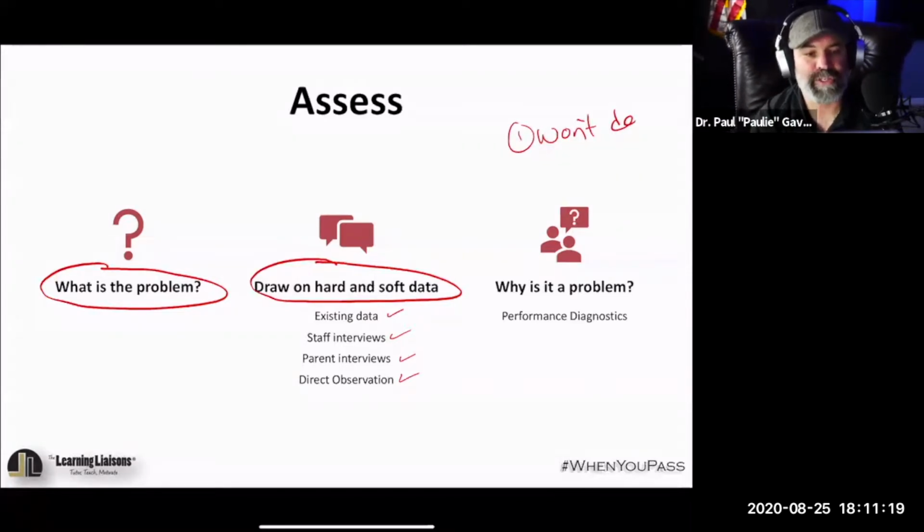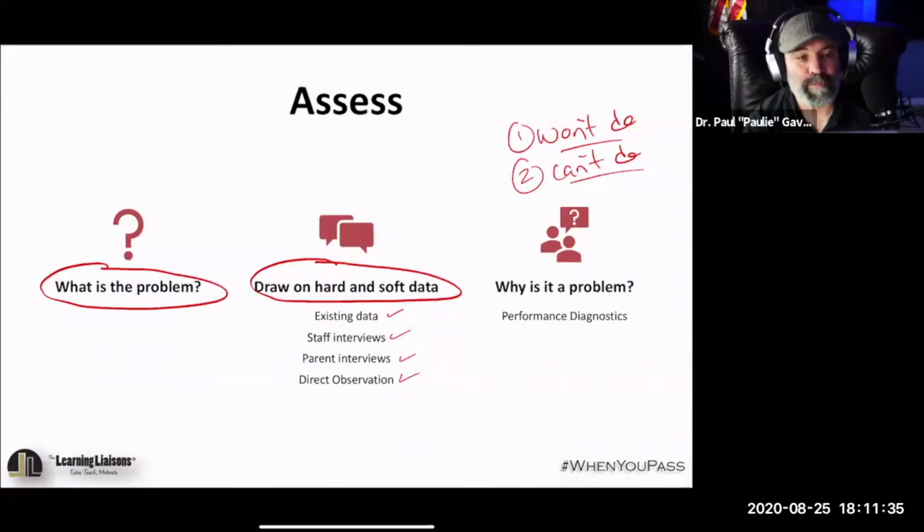Okay. Ability is close enough. I'm going to say skill, right? Yes. Can't do. So if somebody's not doing something, it's a can't do or it's a won't do. So I want you to think about the student. If the student is not skill and will, that's it. That's it.